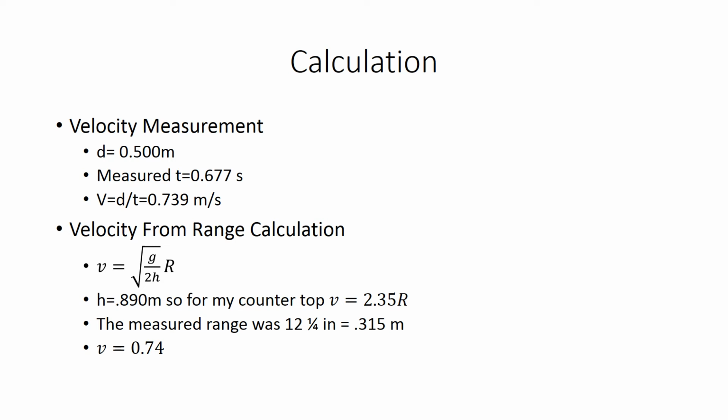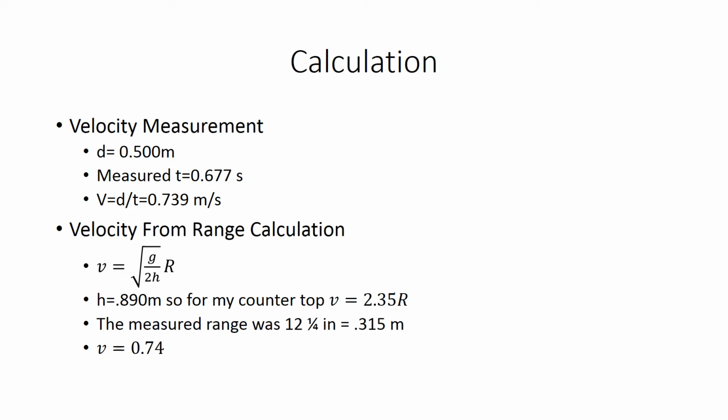So if we put all that together, we get that the calculated value was 0.74 meters per second. The agreement between the calculated value from the range and the measured value of the velocity is outstanding. The thing is clearly working and is accurate.